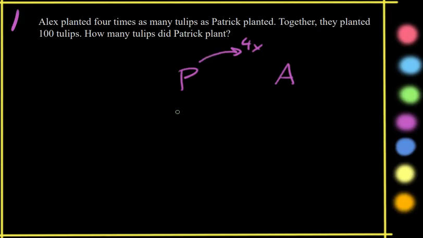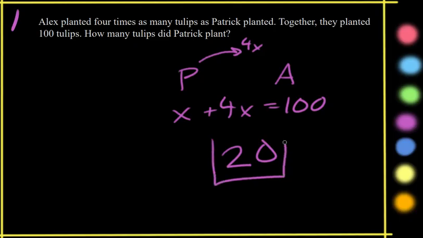Okay, so Patrick planted X, let's say, and Alex planted 4 times as many, which is 4X, and altogether they planted 100. So 5X is 100, that means X is 20. Okay, that was an easy one. Let's go on to the second one.